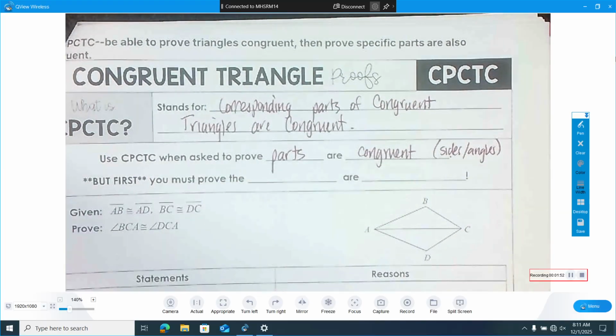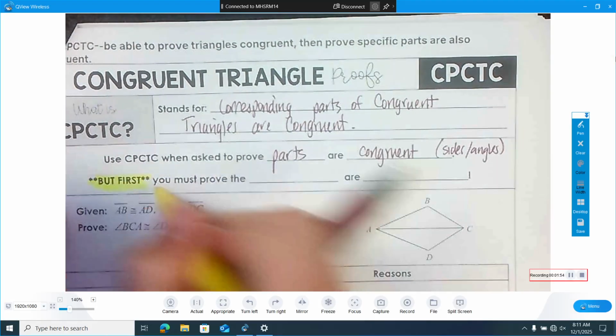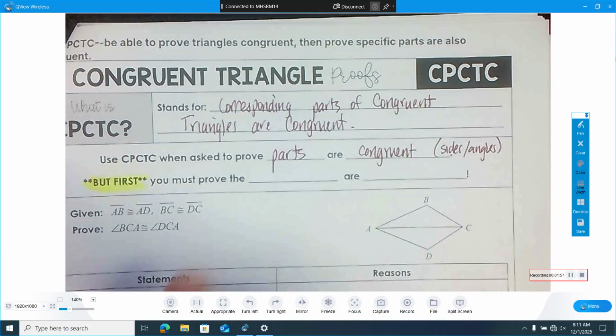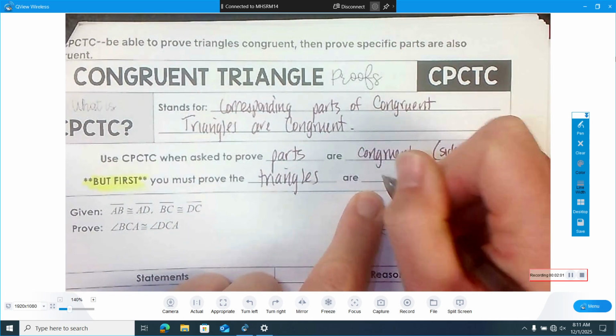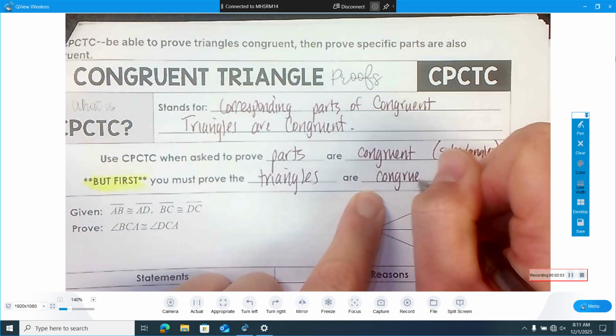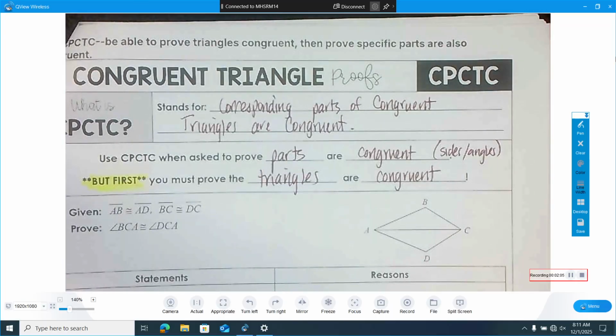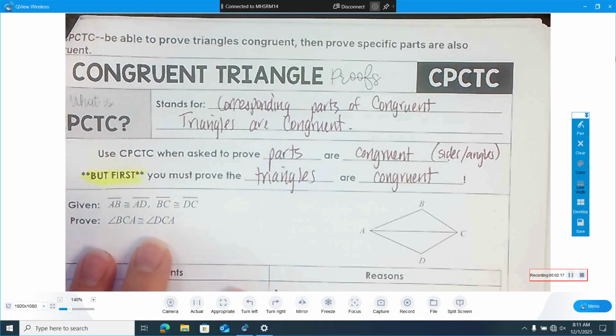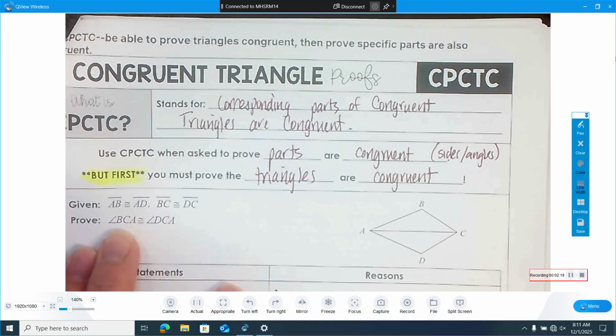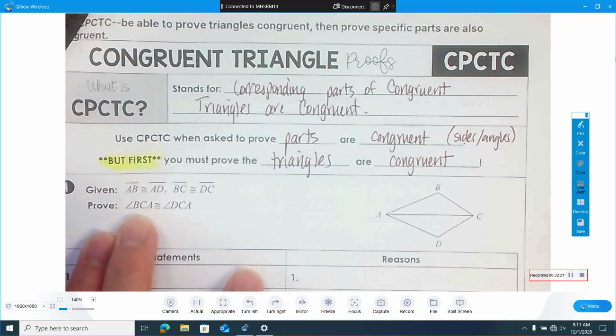But first, and this is a really important part, you must prove the triangles are congruent. And so what we're doing is basically proving triangles congruent first, and then proving the extra parts are also congruent. And so it's really important that we look to see, hey, what are we trying to prove congruent, and what triangles must we prove congruent first, okay?